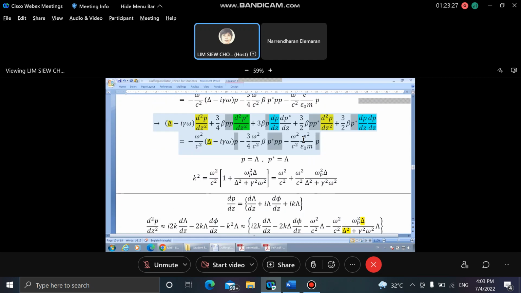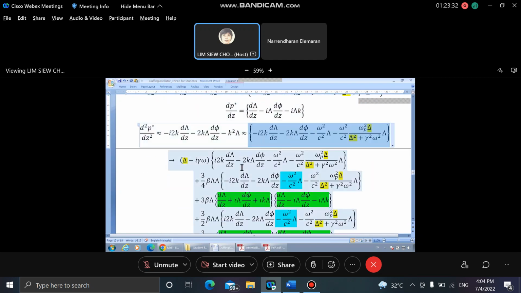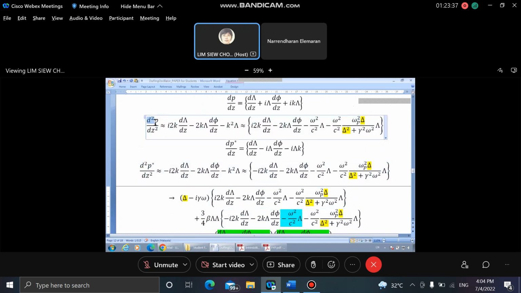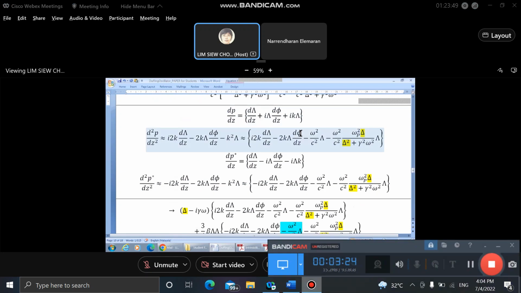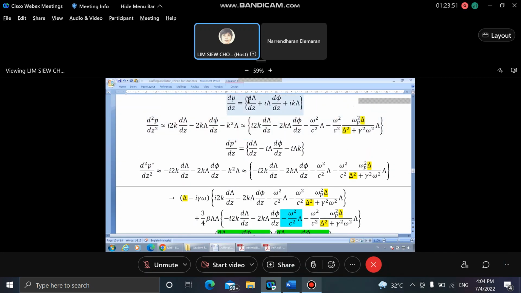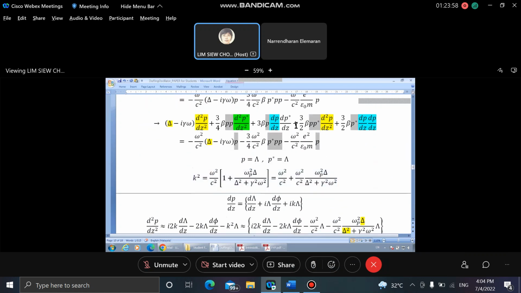All right. D2P star is these 3 terms. D2P over dz squared is these 3 terms. Okay. And you have dP dz, dP star over dz. So you have this factor multiplied with this factor. It is in green. Okay. And the last one, now there are many terms. You have this and this.